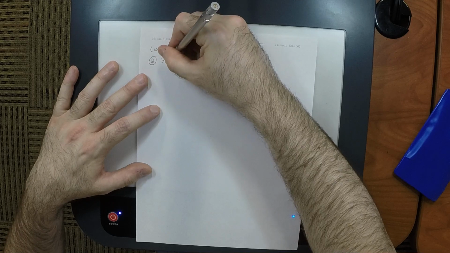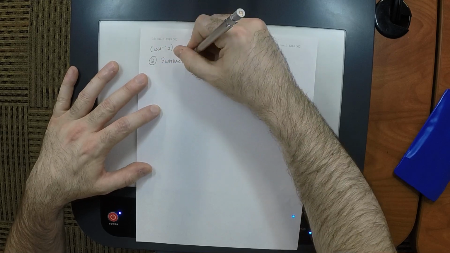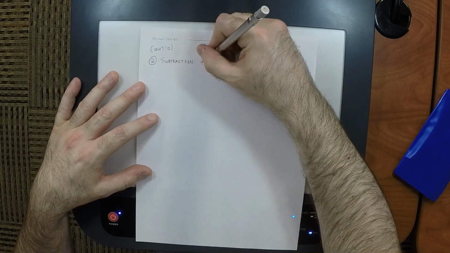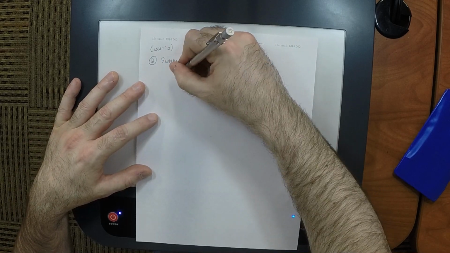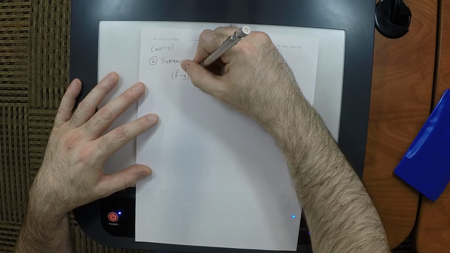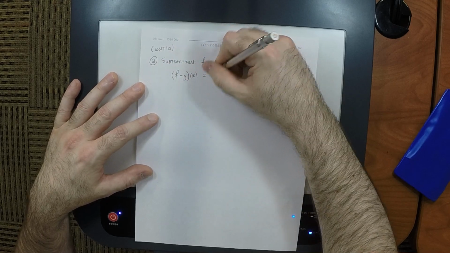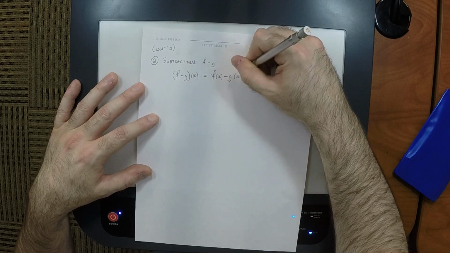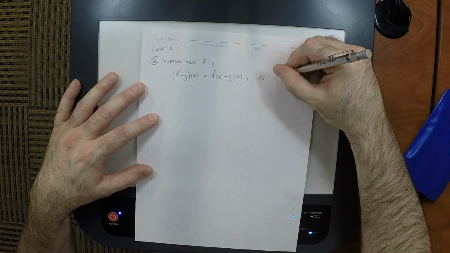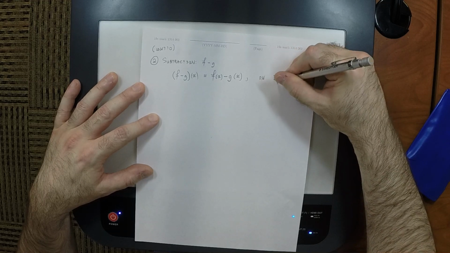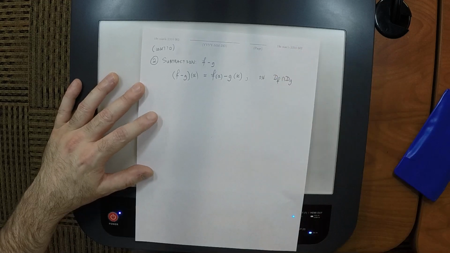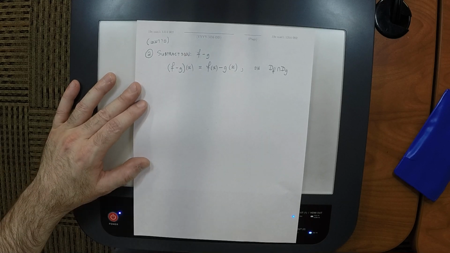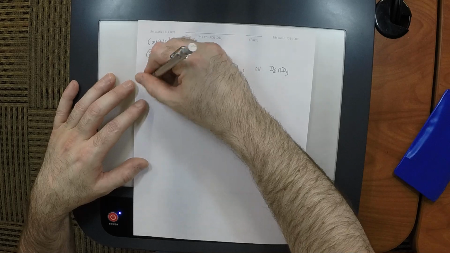We can do subtraction, which is just f subtract g. So f subtract g evaluated at x is exactly what you think. It's f evaluated at x subtract g evaluated at x, and its domain is again going to be the intersection, for the same reasons. So we've got subtraction. It works exactly like you think.